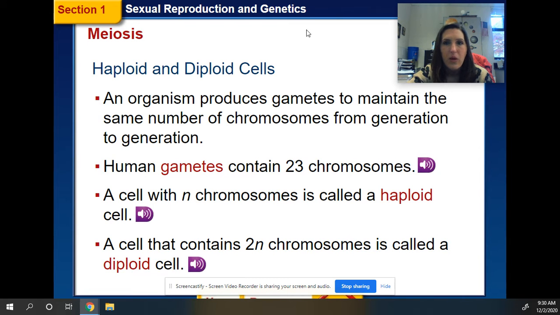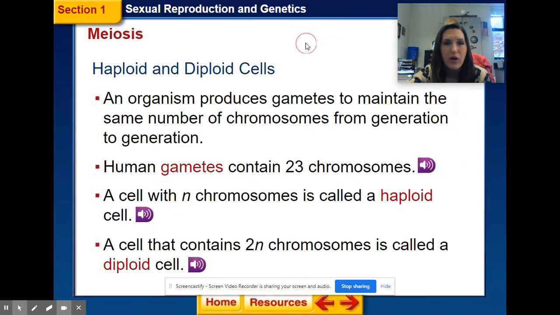Okay. When we do meiosis, it's called a reduction cycle because we're going from haploid, which is half the number of chromosomes, to a diploid, which is a full number. Sorry, actually, we're going from a diploid to a haploid. Okay. An organism produces gametes to maintain the number of chromosomes from each generation to the next generation. Human gametes contain 23 chromosomes. So remember, gametes are your eggs and sperm, and they're going to have half the number of your chromosomes.